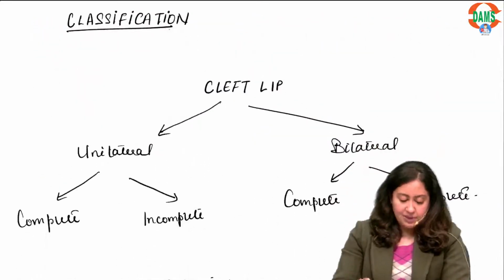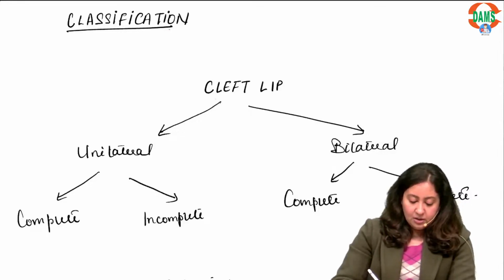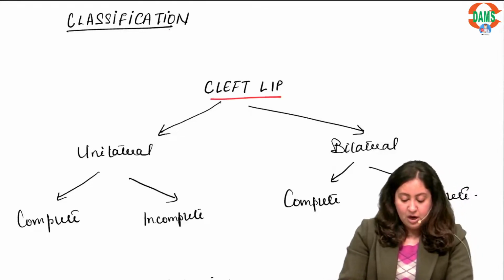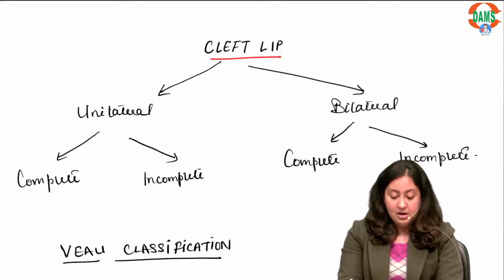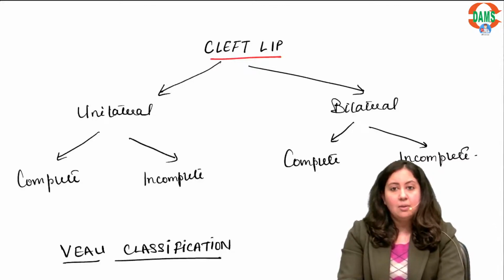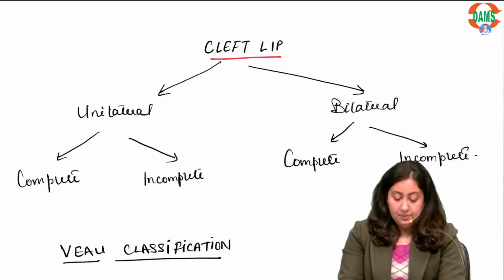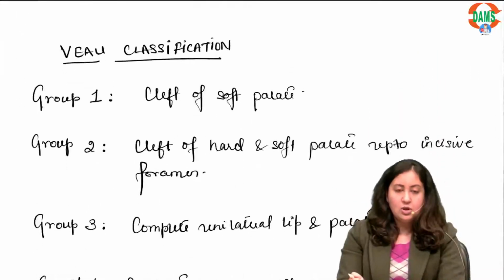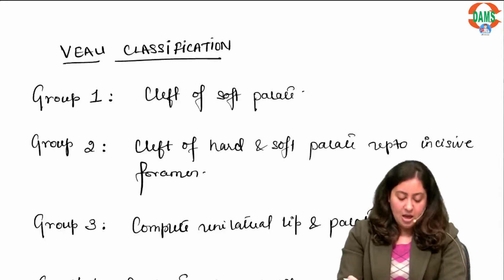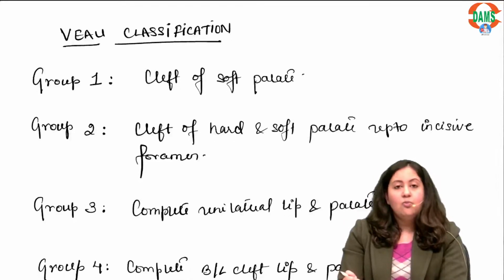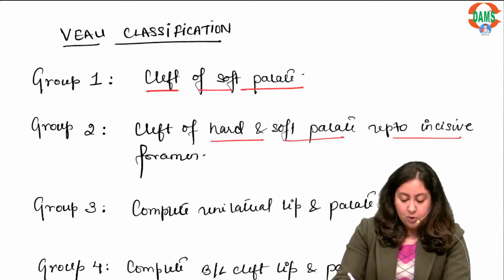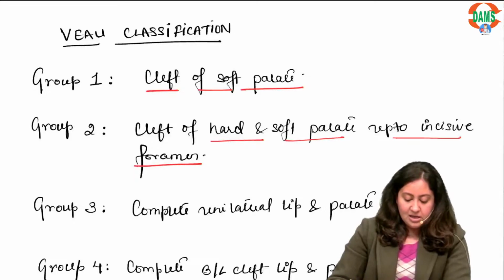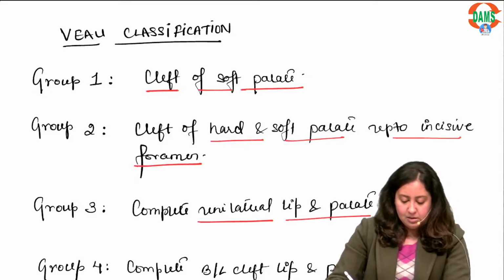Now coming to the classification. First, cleft lip can be unilateral or bilateral. In unilateral it can be complete or incomplete, and bilateral can again be complete or incomplete. Now there is another classification known as Veau's classification. Group 1 of Veau's classification is cleft of soft palate. Group 2 is cleft of hard and soft palate up to the incisive foramen. Group 3 is complete unilateral lip and palate.